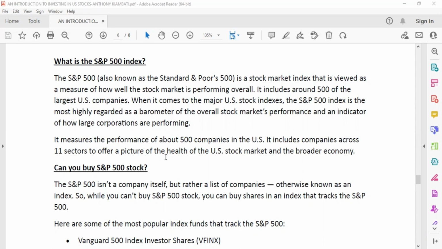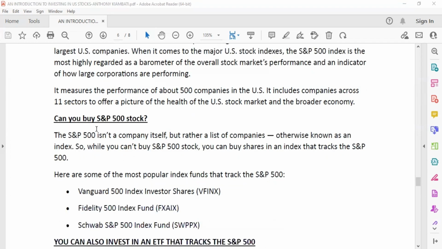So who can tell me what's the benchmark index for the Kenyan stock market? Anyone? 20 companies. Yeah, Abel said NSE 20. Someone else? Okay, we have NSE. Yeah, we have the NASI, and we have the NSE 25. So that's it for the S&P 500.